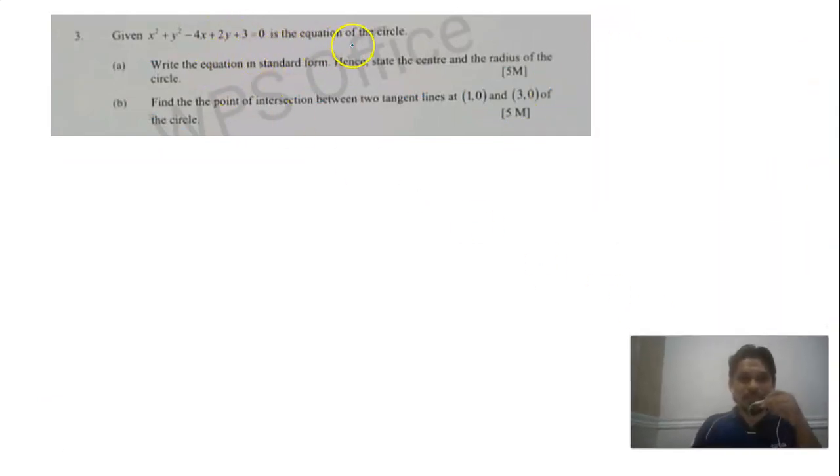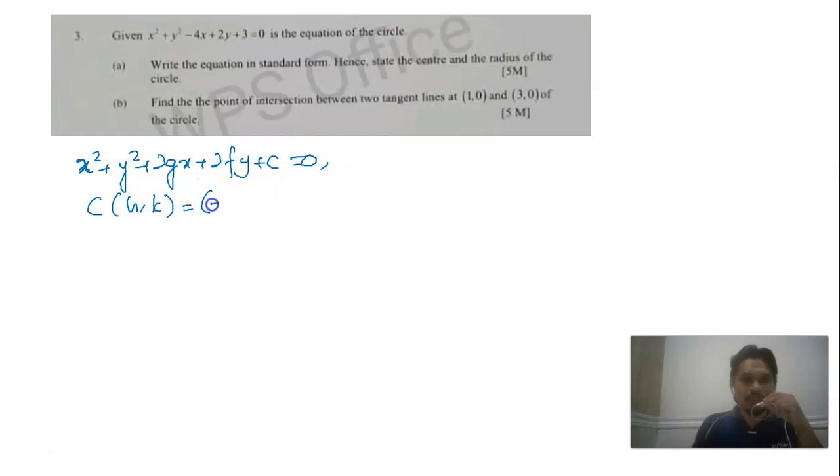Given this equation of a circle, write the equation in standard form, state the center and the radius of the circle. Okay, for this, you may either use the completing the square method or compare this with x squared plus y squared plus 2gx plus 2fy plus c equal to 0, where the center h and k equal to negative g and negative f. Okay, you still remember this? Hopefully all of you still remember this. Okay, let's compare this equation with this.